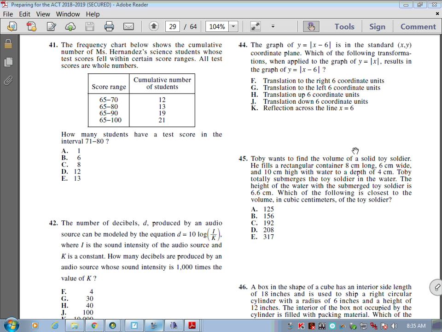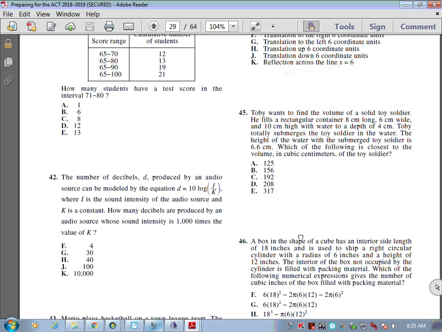All right, 42. 42 is one I had put a star next to.